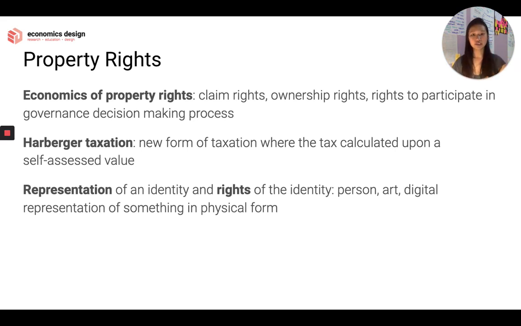And it's a new innovative business model, or a new business idea, to change the way we see taxation, or how we price items. And lastly, it's a representation of identity and the rights of that identity. And when we talk about identity, again, it could be a person, art, or a digital representation of something. So identity is really a general thing, and it could represent a lot of other types of identity. And then the rights that they hold, or the thing holds.